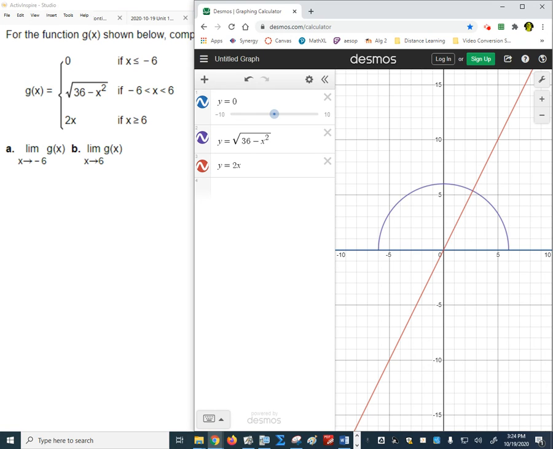If an ant is approaching negative 6 from the right, he's walking along the purple part, and he's approaching the same value, which is 0. We can see that on the graph. Okay, so the answer to part A is 0.